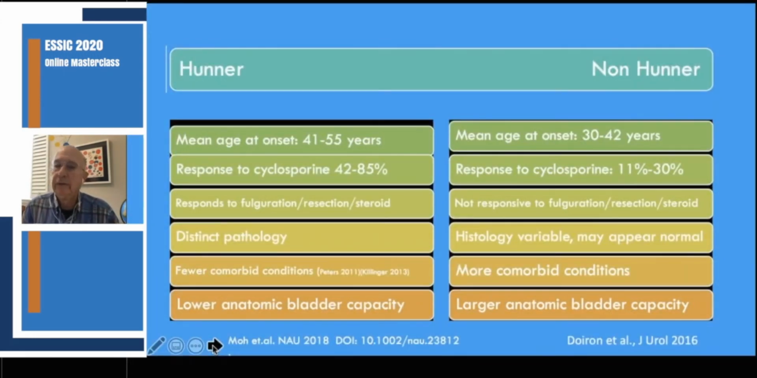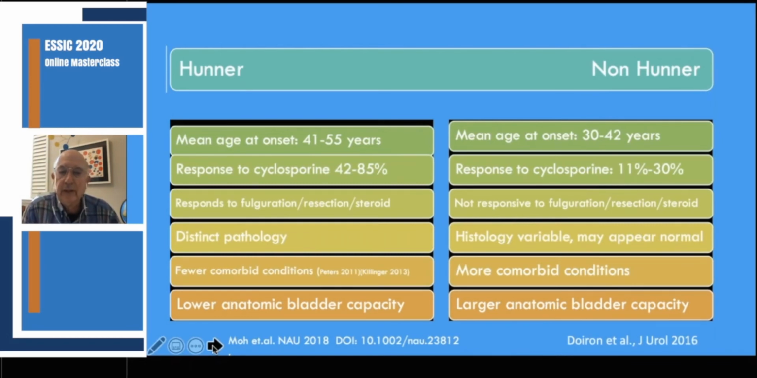What are some of the other differences? Well, the mean age at onset in Hunter lesion is 41 to 55 years of age. In those without a Hunter lesion, it's younger, 30 to 42. The response to cyclosporin is up to 85% in patients with Hunter lesion, and it's as low as 11% in patients without Hunter lesion. The response to fulguration, resection, or steroid injection is high in patients with Hunter lesions, and there is no response in patients without Hunter lesions.